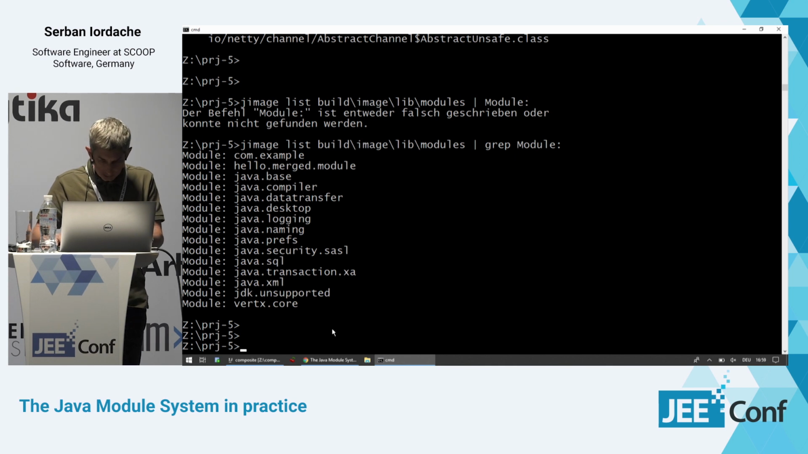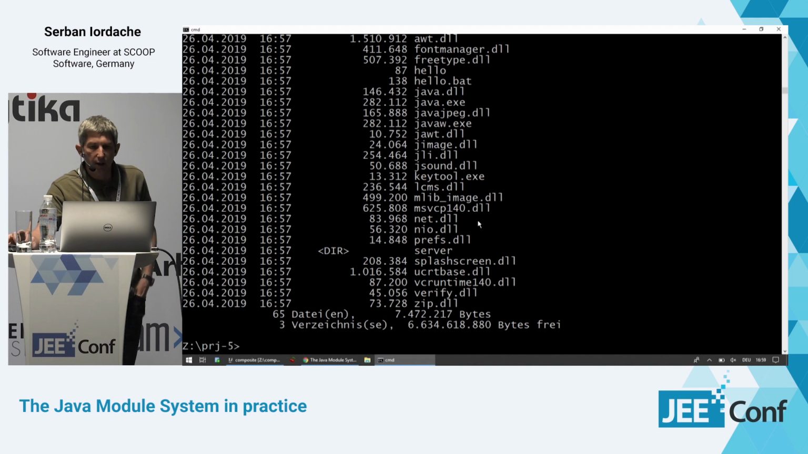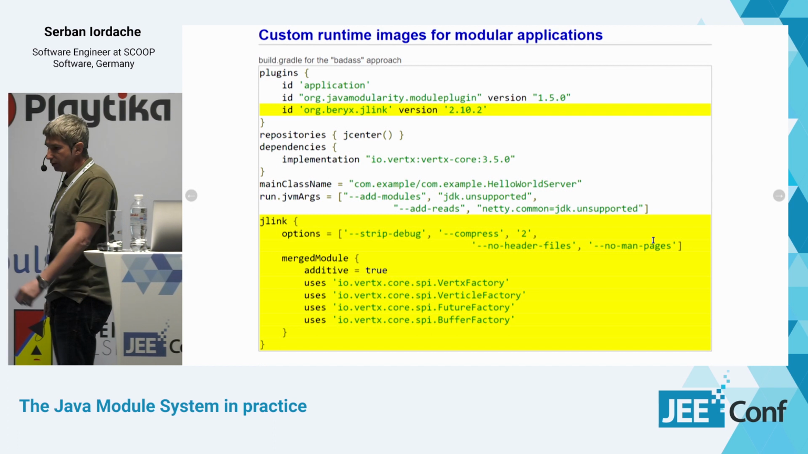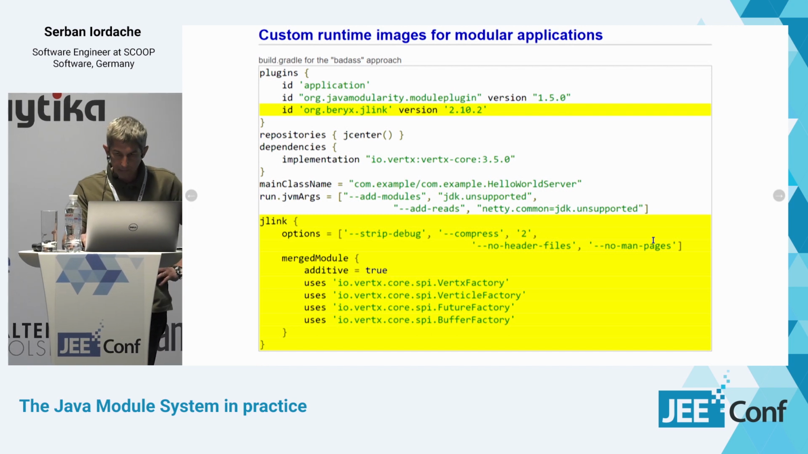Now let's see what's in the bin directory. Here there are lots of DLLs because I'm on Windows, but we also see here the java executable, and there are also the start scripts for our application. So that's how you can create a custom runtime image of your application, even if your application has non-modular dependencies.